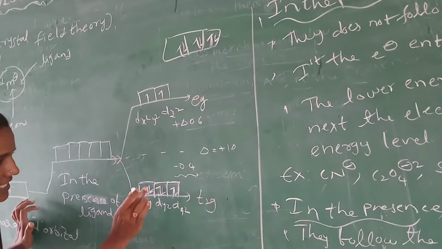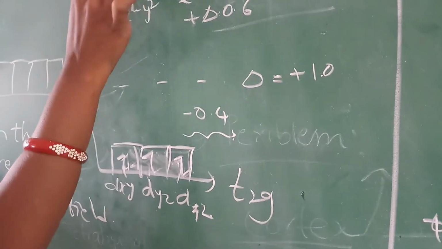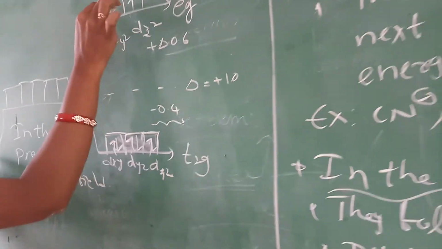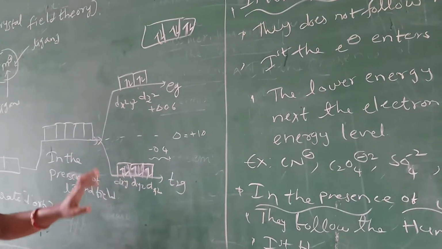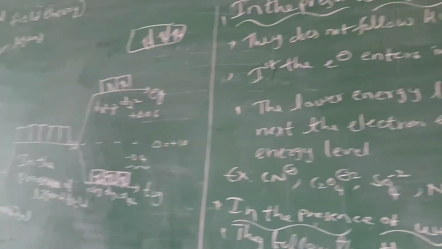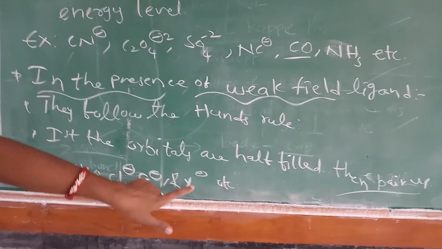See once here, I am taking Eg and T2g. The electrons are first half filled. After that the electrons get paired up. So this is the difference between a strong field ligand and a weak field ligand. The examples of weak field ligands are water, chloride, fluoride, bromide, etc.